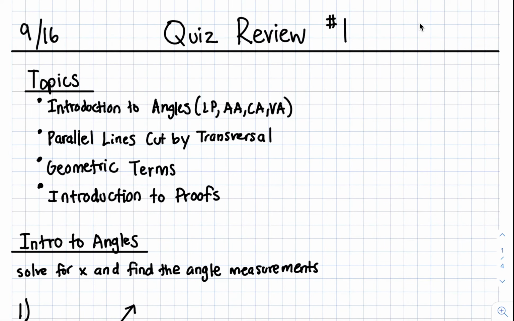Alright, so quiz review number 1. Here are the topics that you guys will be quizzed on. Introduction to angles, which is linear pairs, adjacent angles, complementary angles, and vertical angles. We have parallel lines cut by a transversal, which are angle relationships that have to do with alternate interior, same side interior, alternate exterior angles, same side exterior angles, and corresponding angles. Geometric terms, and introductions to proofs.